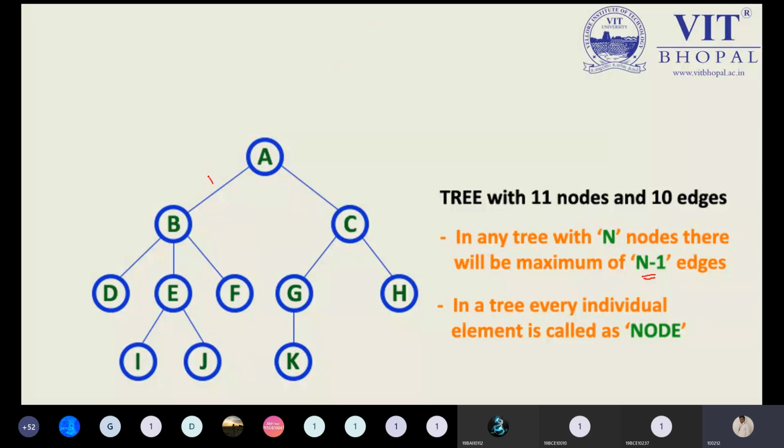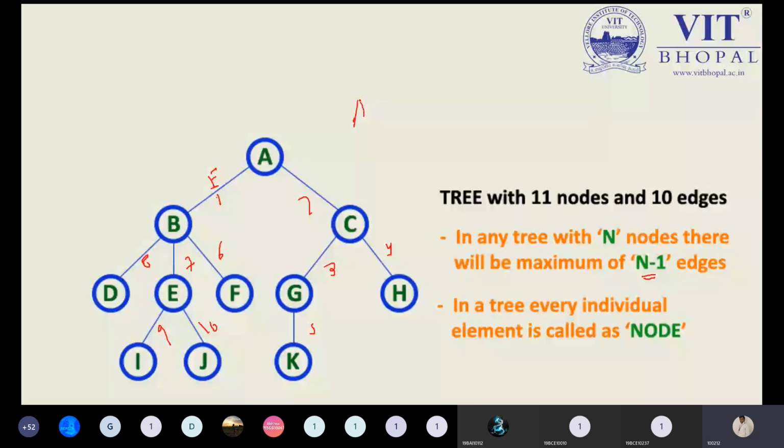So this is represented by the edges. So, this is 1, 2, 3, 4, 5, 6, 7, 8, 9, 10. So the number of edges we have is 10, while the number of nodes is 11. So you can start A, B, C, D, F, G. So in total we have n number of nodes.